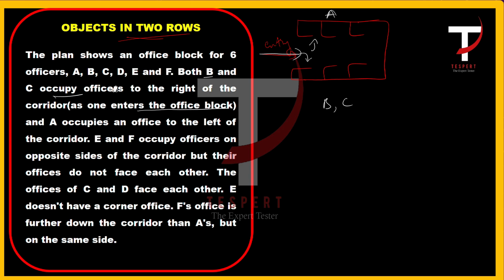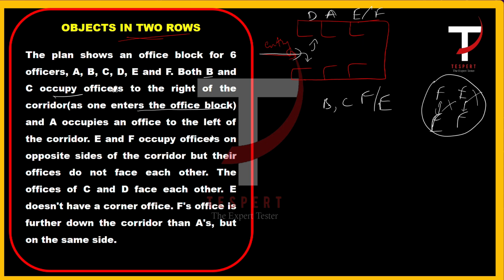E and F occupy offices on opposite sides, but their offices do not face each other. So E and F will be on opposite sides. If E is here, F will be here. If F is here, E will be here. But E and F won't face each other, though they are on opposite sides. So D is left, D will be here. D, A, either E or F. B, C, either F or E. So let me draw one more.